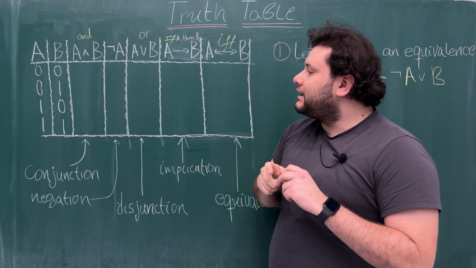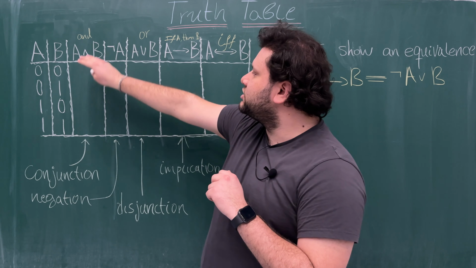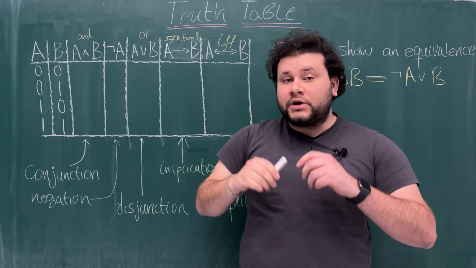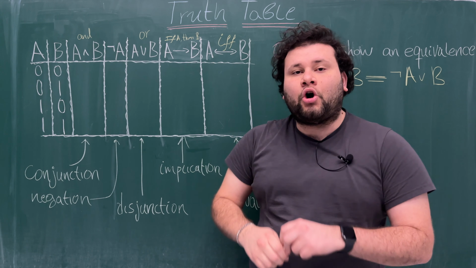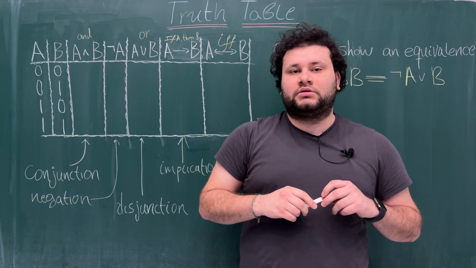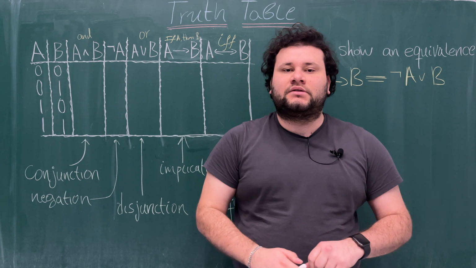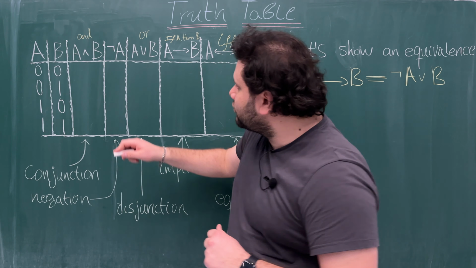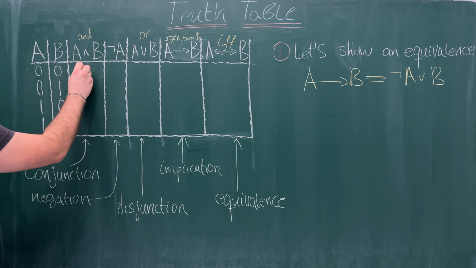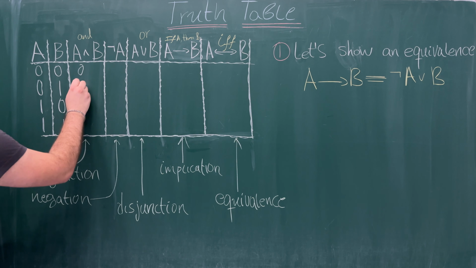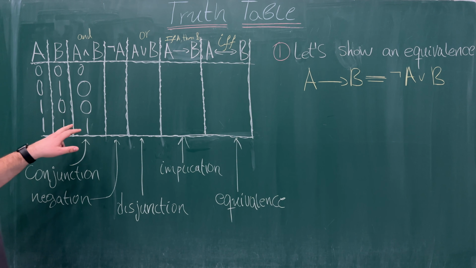Now let's see how this works for the conjunction. What we know is that a conjunction is going to be true only on one occasion, only when both of them, A and B, are true. For all the other cases, this is going to be false. So let's write that. In this case it is going to be false. In this case it is going to be false as well. In this case it is going to be false, and just in this case it is going to be true.